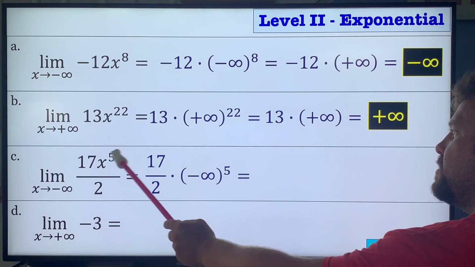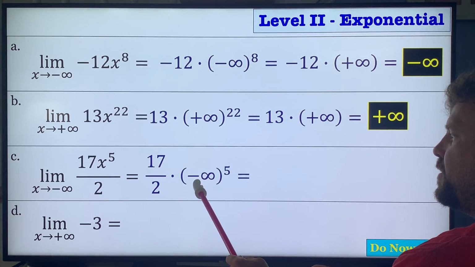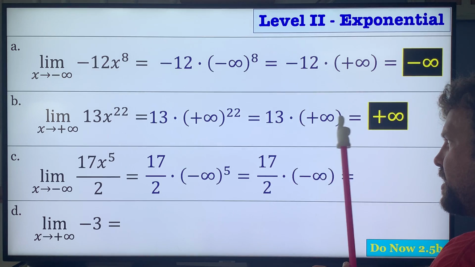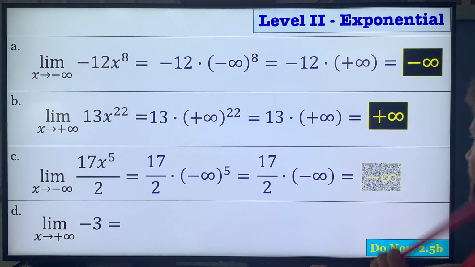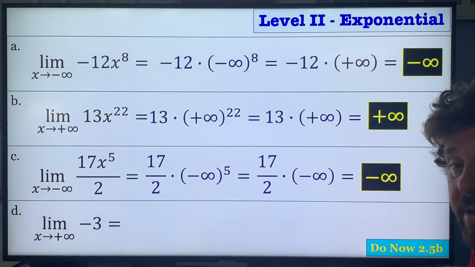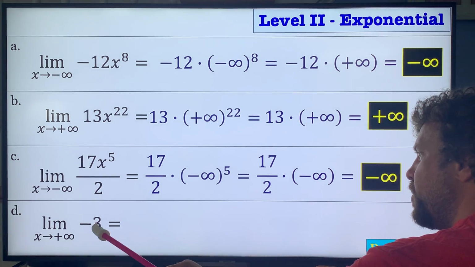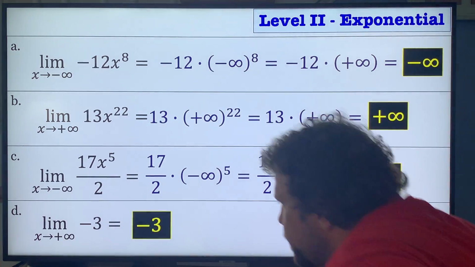Negative infinity, so you pull out the 17 over 2, which is a positive number. Negative infinity to the 5th power. Negative 5 times is still negative. Any number times negative infinity, positive and a negative is a negative. Finally, D is negative infinity. Nope. It's constant. There's nowhere to plug this into. There's no x's to plug this into, so you just leave it as negative 3. Right?